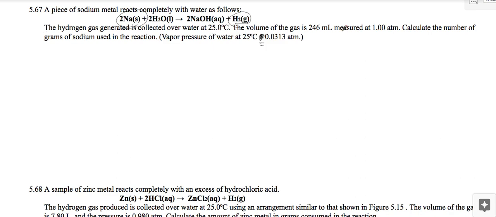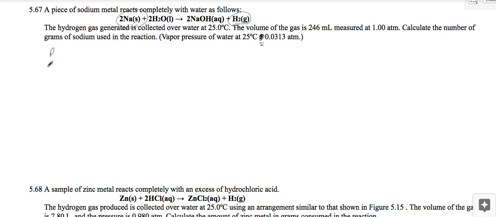And we have some information: how much gas is collected, the pressure, and also the temperature. Now we can assume that the temperature of the water is the same as the temperature of the gas. All right, so we are first going to use PV=nRT to get to moles of our hydrogen gas, because that's what we have information on, and then go backwards to solve for the grams of sodium.